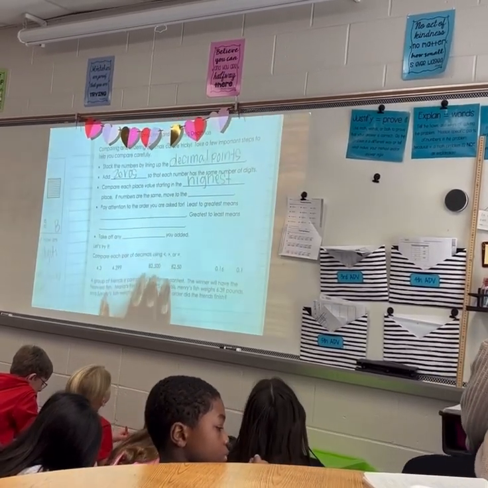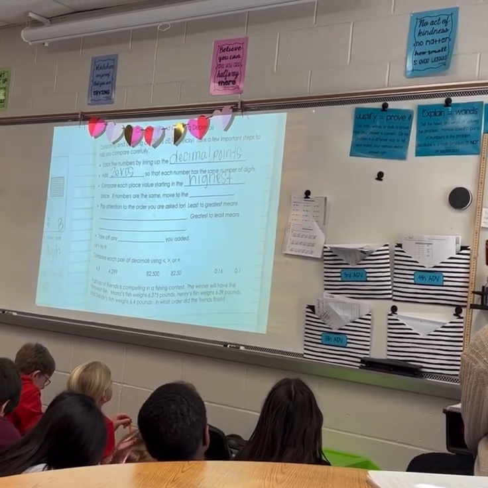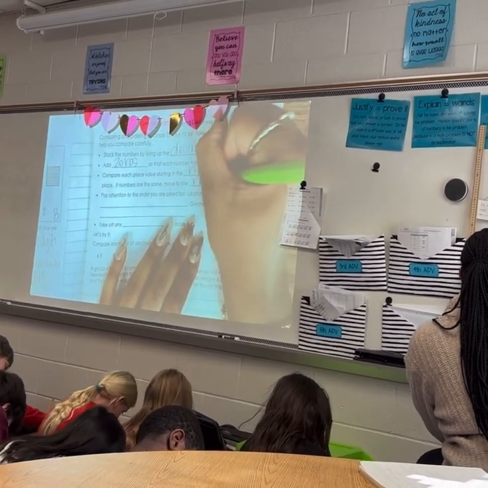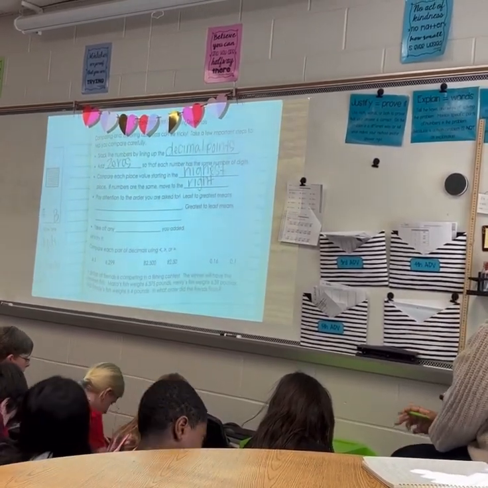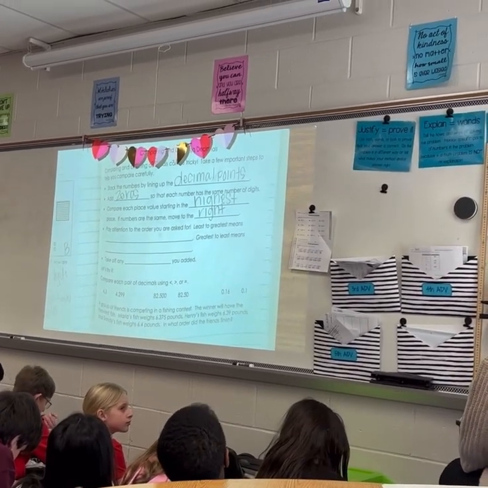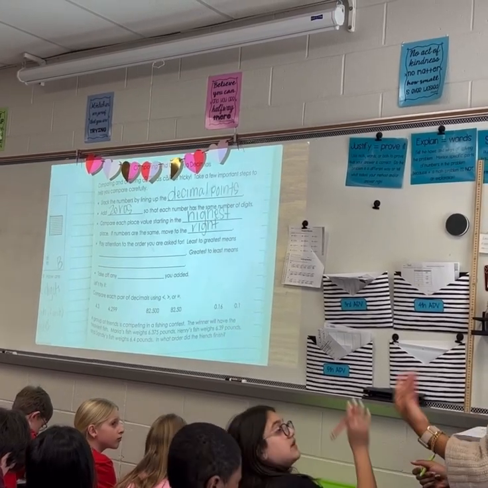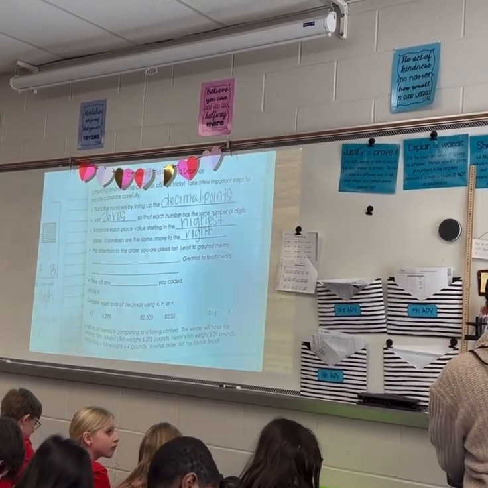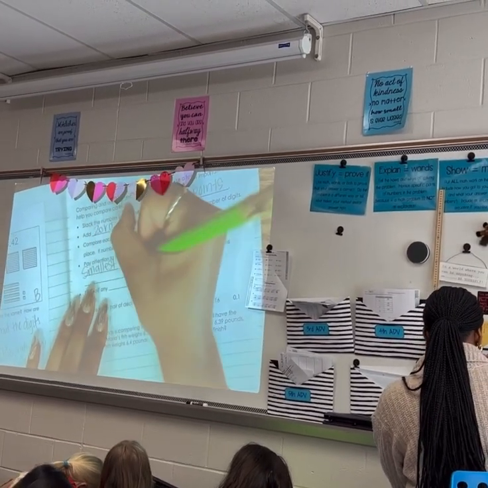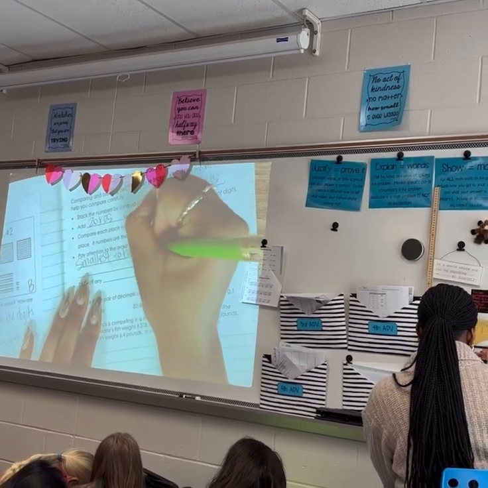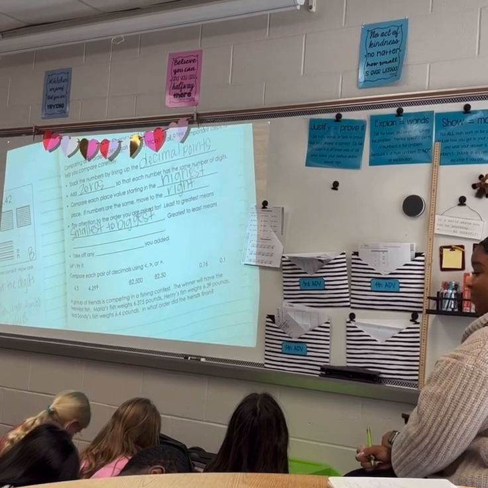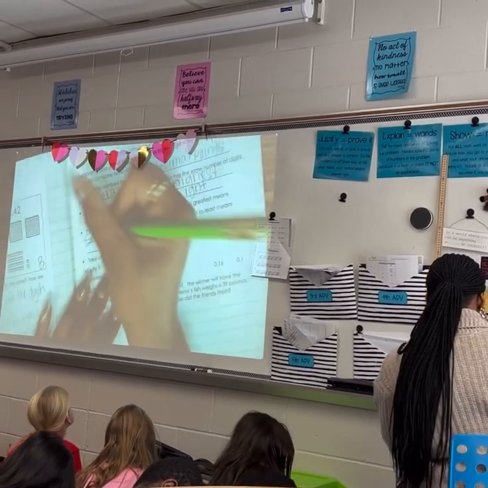Then, if the numbers are the same, we're gonna move in what direction? To the right. So we wanna pay attention to the order that you're asked for. Least to greatest means smallest to greatest, smallest to biggest, right? And then your greatest to least means biggest to smallest.